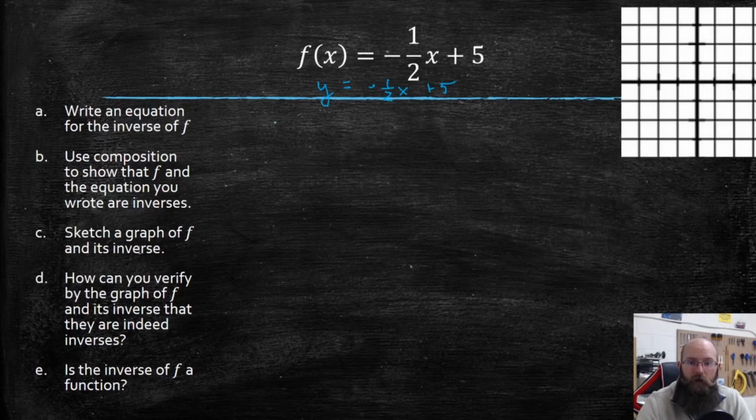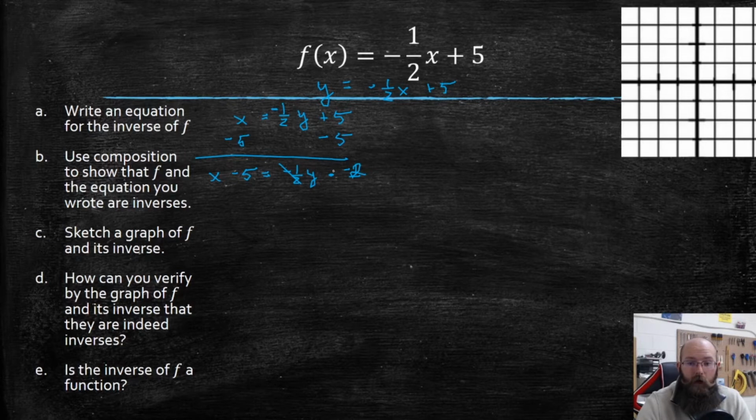Now I switch my x's and my y's. So now it's x equals negative 1/2 y plus 5. I subtract my 5 over. So x minus 5 equals a negative 1/2 y. If I multiply by a negative 2, I should get rid of that 1/2 now, right? It should be positive, double negatives.